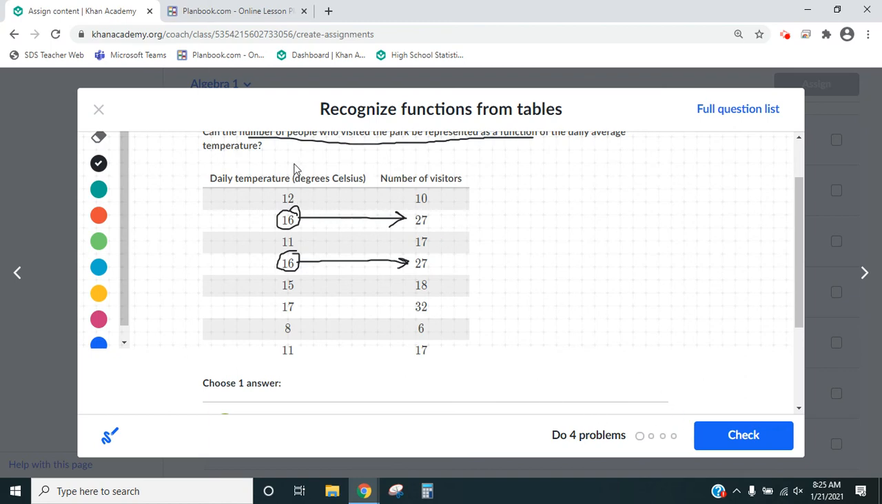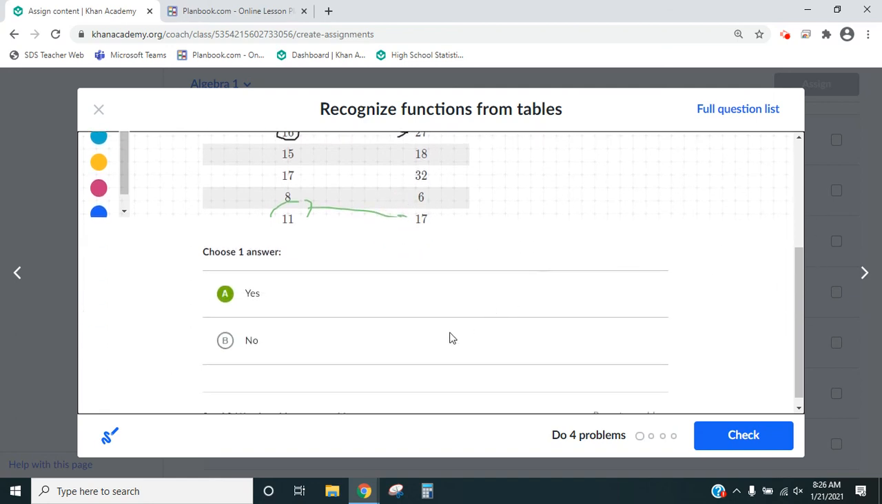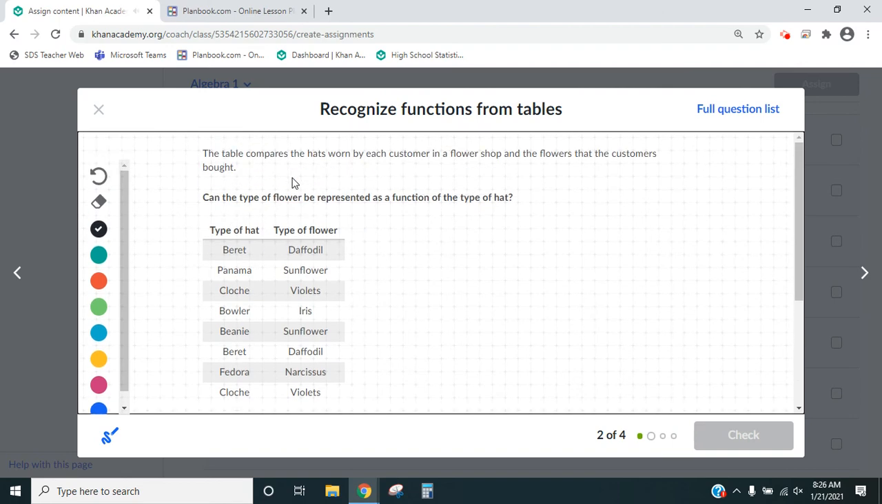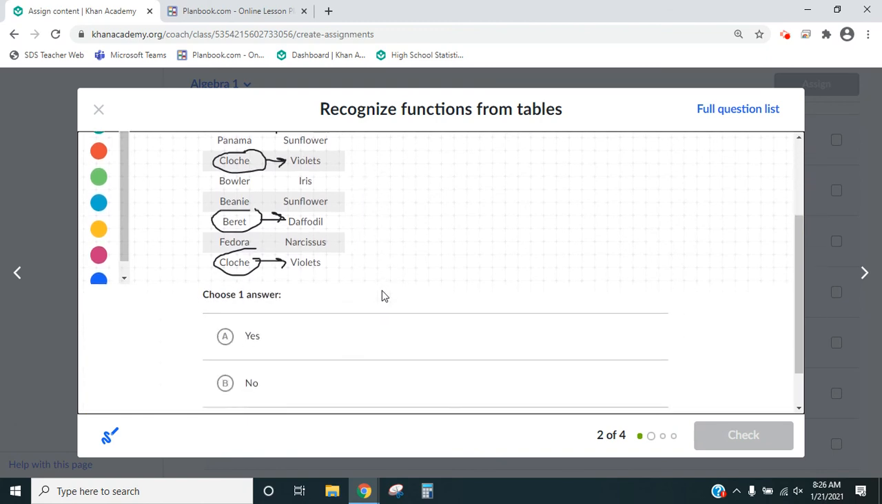So that's what we're looking for: any repeats over here. How about 11? 17? Still the same, right? So this is a function. Awesome. How about this one? Type of hat. Let's look for repeats. I see beret on there twice. Daffodil, daffodil. Any other repeats? This one. They're the same, right? So that's a function.